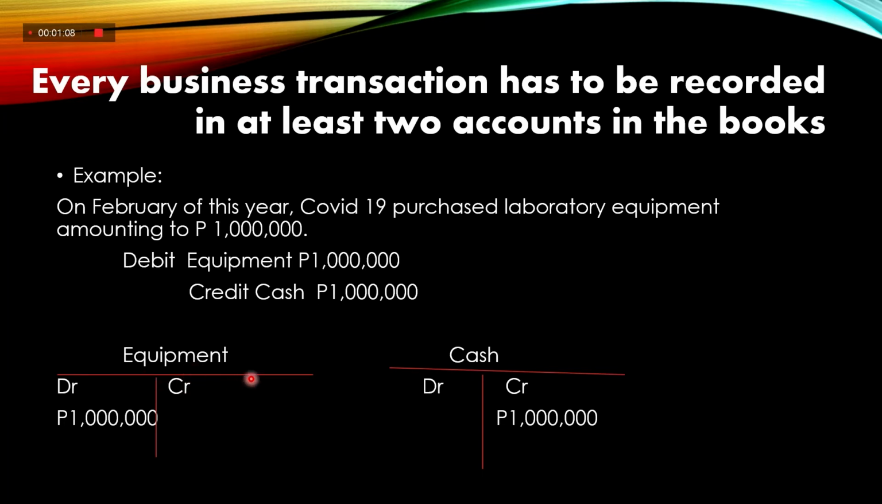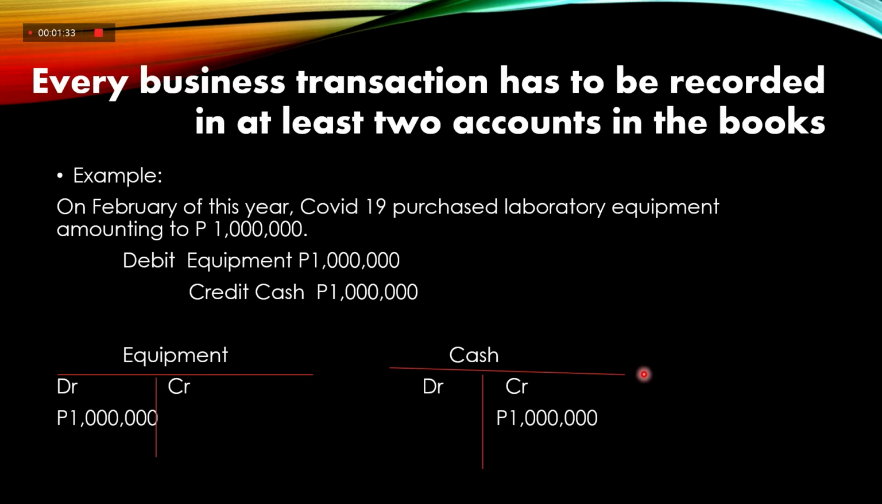Here, the equipment is debited 1 million, and we can also make the T account for cash with 1 million on the credit side. We can observe in these two T accounts that there is an equality: on the debit side, 1 million for the equipment, and on the credit side, 1 million for the cash.